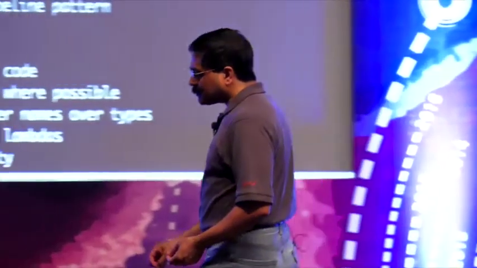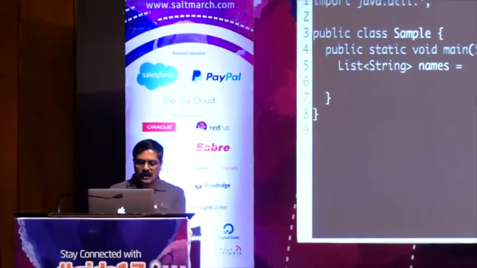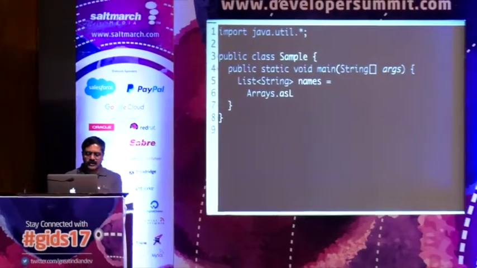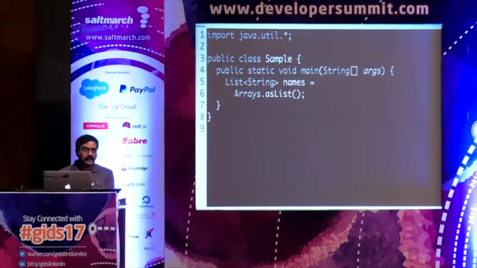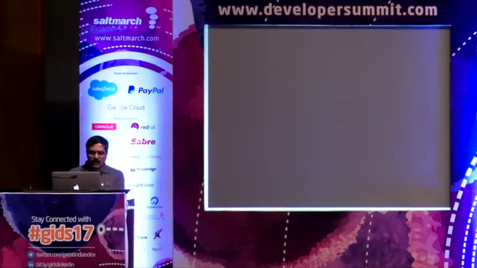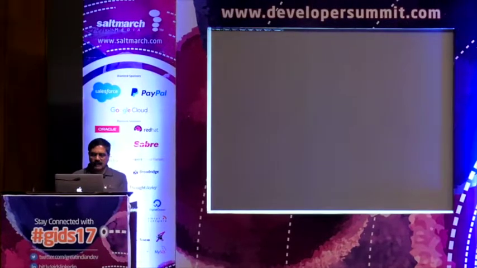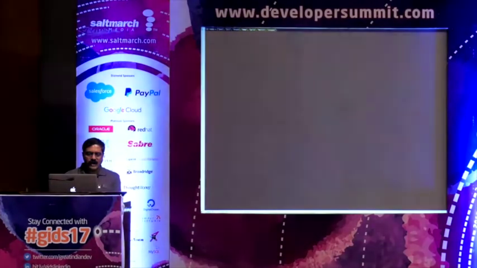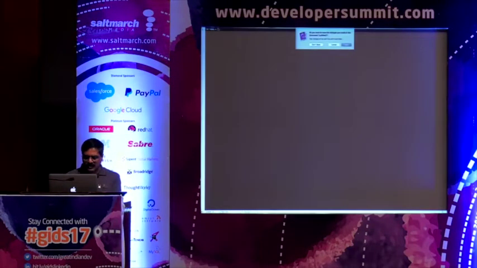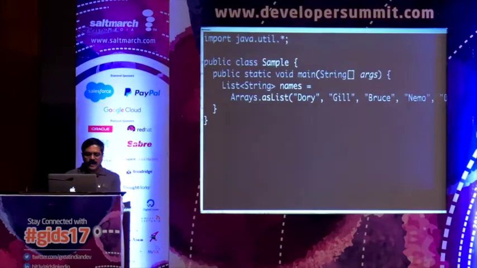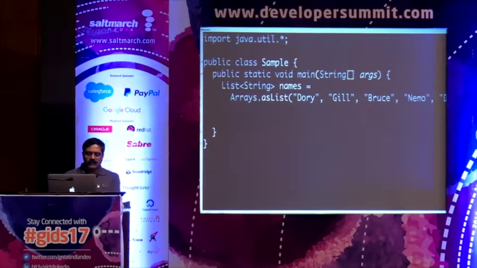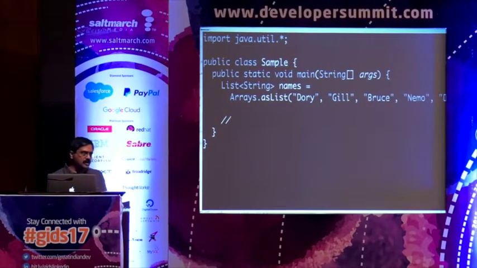So for example, let's think about an example of how thinking declaratively would make a difference. Let's say for a minute we have a collection of names. So I have a List of String, names equals Arrays.asList, and I'm going to create a bunch of names. Let's say I have a bunch of interesting names in it. But my problem at hand is, I want to find out if Nemo is in this list.